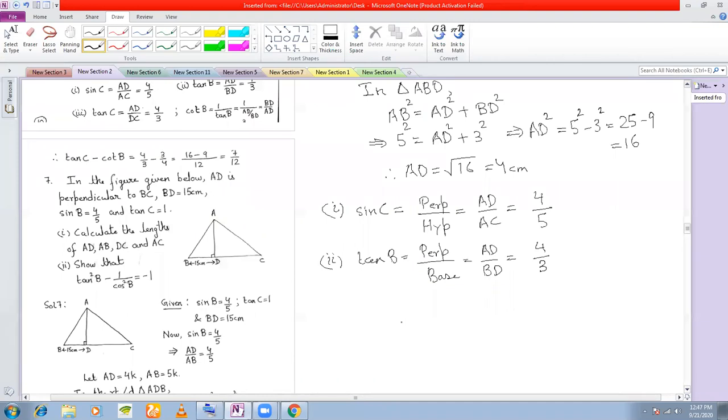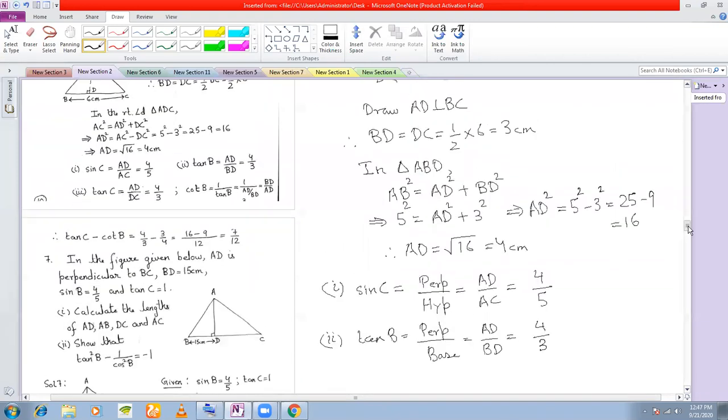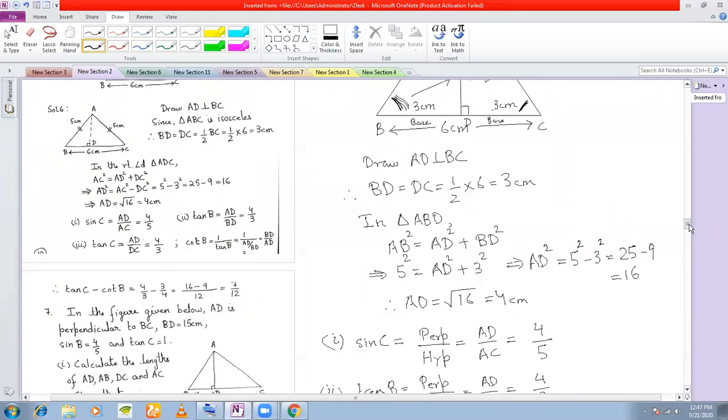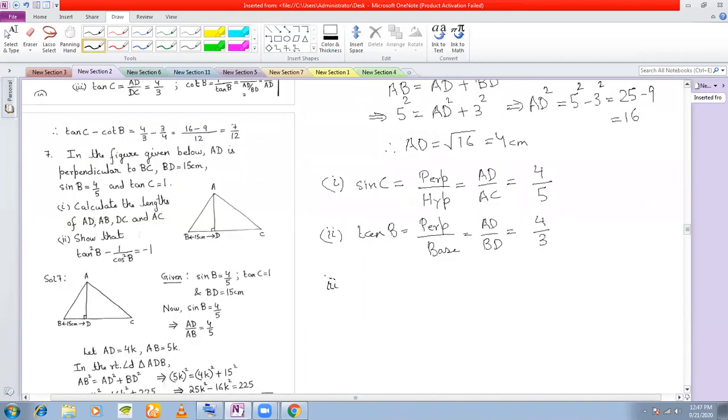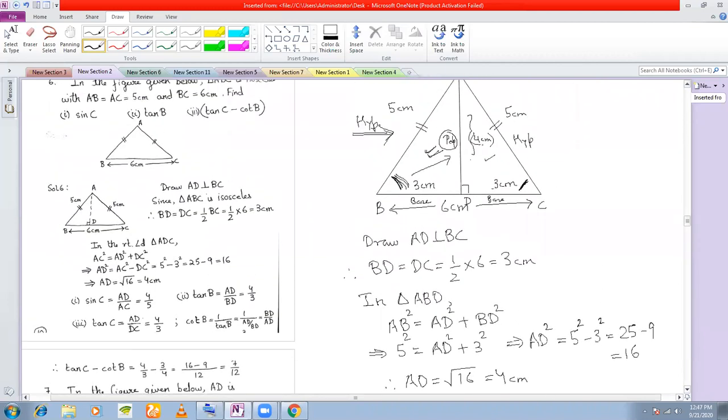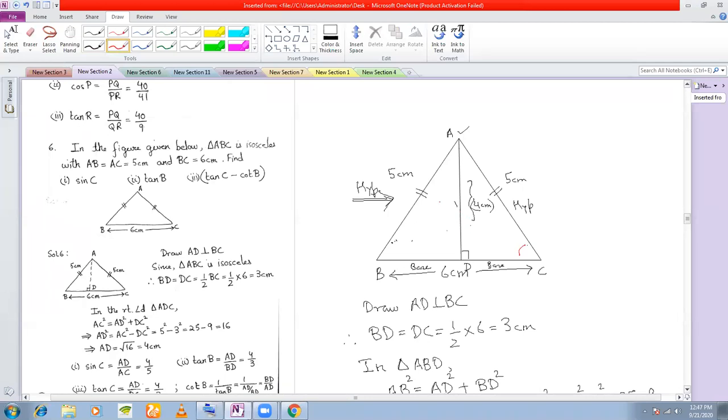So sine C we have found, tan B we have also found out. And the last question is tan C minus cot B. This time the tan of the angle C. So let us first find out tan C. In order to find tan C, we'll again consider which right angle triangle? Triangle ADC we are going to consider, because we are talking about this angle C. When I'm considering this angle C, again this is my perpendicular and this is my base here and this is my hypotenuse.